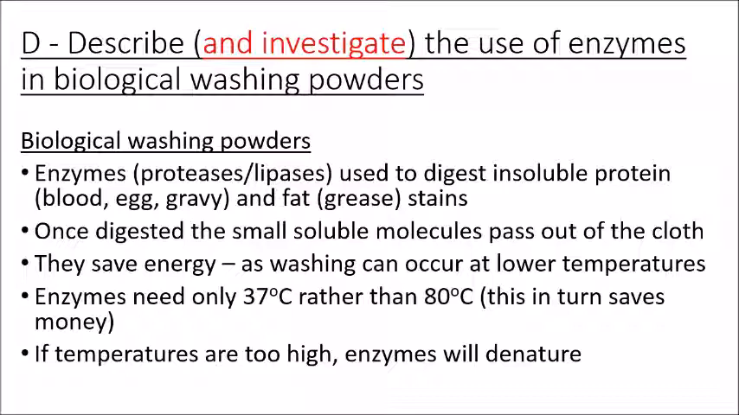They save energy and save money, because you can wash at low temperatures, and you only need to put your washing machine at 30 or 37 rather than 80 degrees. Problems: if temperatures in the washing machine are too high, the enzymes will denature. If you think back to where we talked about how we make enzymes, using bacteria, we can use genetic engineering to make the bacteria create enzymes that are more resistant to temperature.